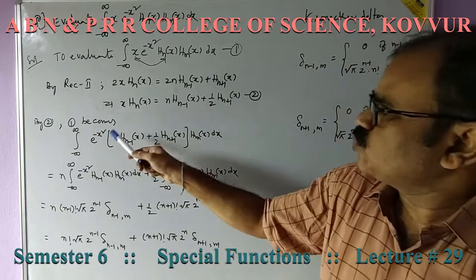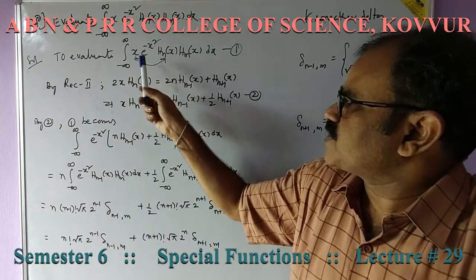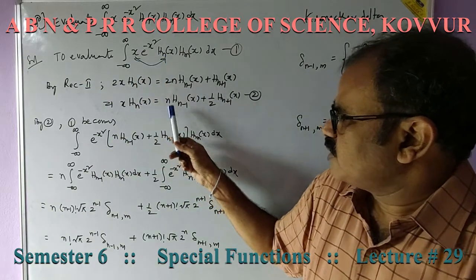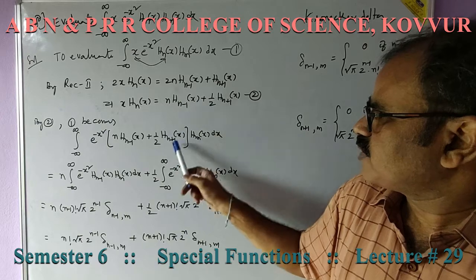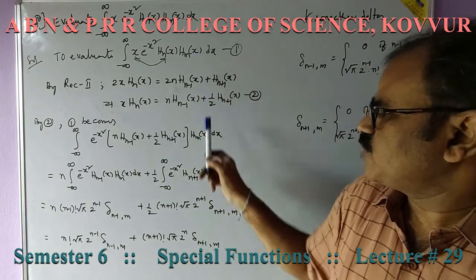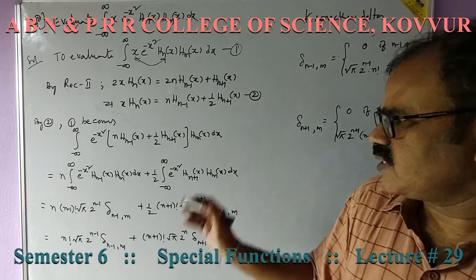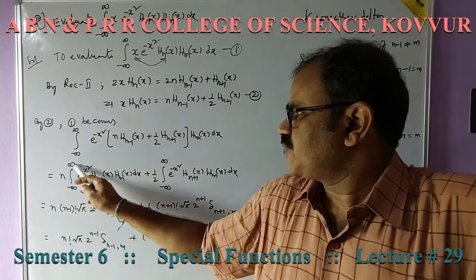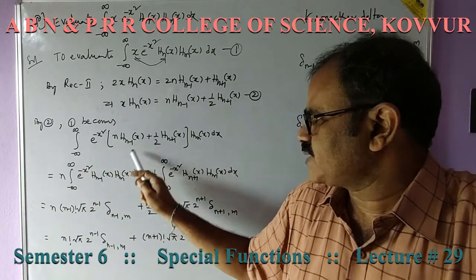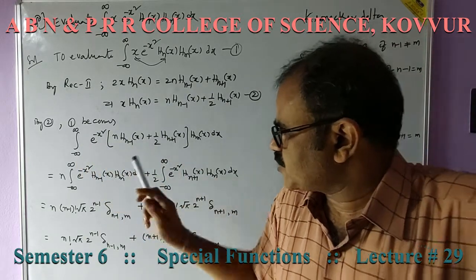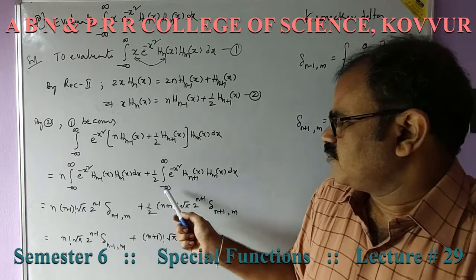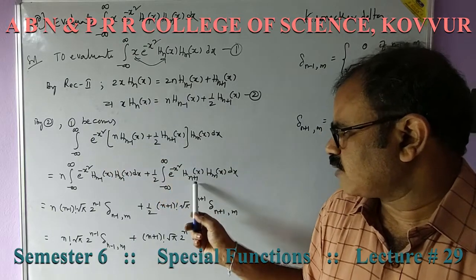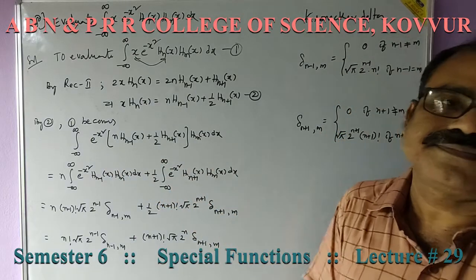So by 2, equation 1 becomes the integral from minus infinity to plus infinity of e^(-x²), and in place of x Hn(x) you have n Hn-1(x) + 1/2 Hn+1(x), times Hm(x) dx. Let us split this integral into two. First, n times the integral from minus infinity to plus infinity of e^(-x²) Hn-1(x) Hm(x) dx. The second is 1/2, taken out, times the integral of e^(-x²) Hn+1(x) Hm(x) dx.